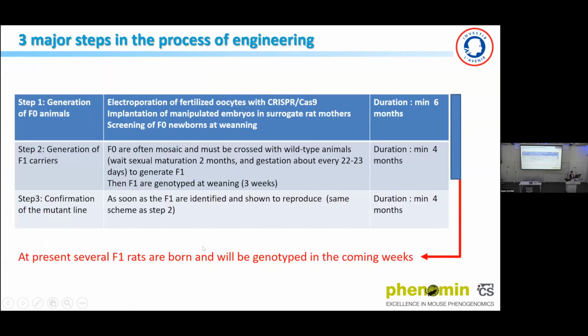So where we are at the present, we have several F1 rats. They are born and they will be genotyped in the coming weeks. So up to now, everything looks very good.